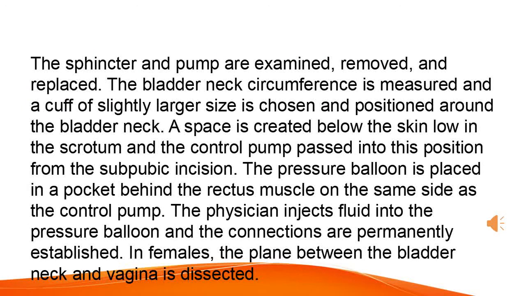The sphincter and pump are examined, removed, and replaced. The bladder neck circumference is measured and a cuff of slightly larger size is chosen and positioned around the bladder neck. A space is created below the skin low in the scrotum and the control pump passed into this position from the subpubic incision. The pressure balloon is placed in a pocket behind the rectus muscle on the same side as the control pump. The physician injects fluid into the pressure balloon and the connections are permanently established. In females, the plane between the bladder neck and vagina is dissected.